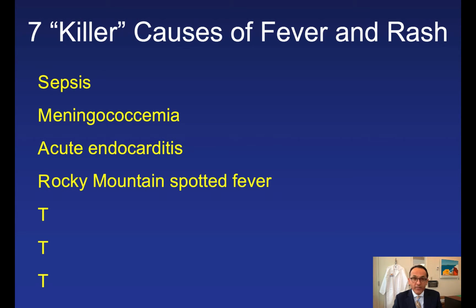Rocky Mountain spotted fever is a rickettsial disease. Usually at 3 to 5 days after a flu-like illness, patients will develop a rash. It starts off with the ankles and wrists, and then it spreads centrally, and it can turn into petechiae as well. Next are the toxic erythemas.